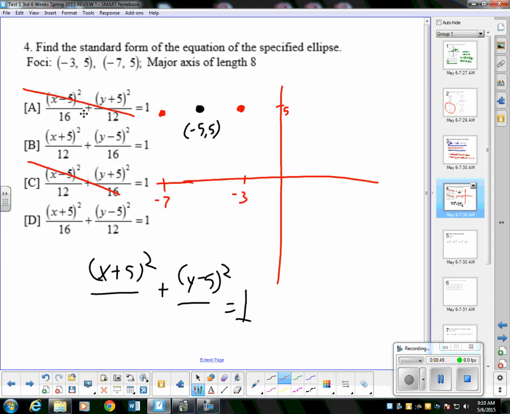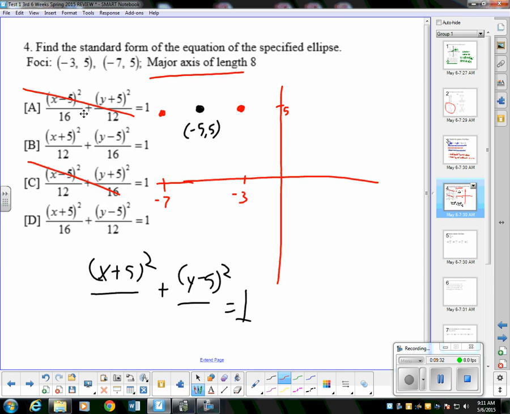And I could honestly just take a guess at it if I wanted to. My axis is horizontal, and I know my foci are a couple of points away, so I could probably reason through that D is going to be my correct answer, because I should have a bigger number for a than b in that direction, horizontally like that. But it says I have a major axis of length 8. This major axis tells us what a is. If the major axis has a length of 8, then a has to be 4.